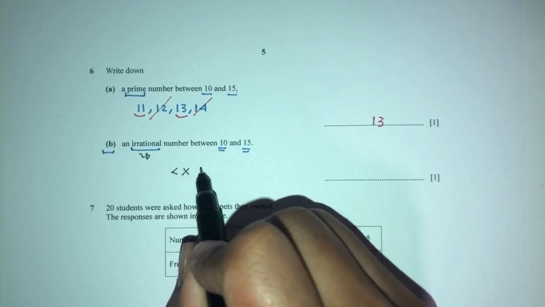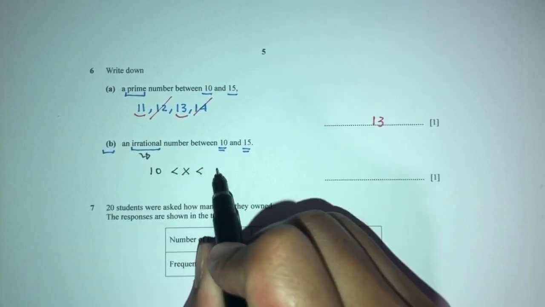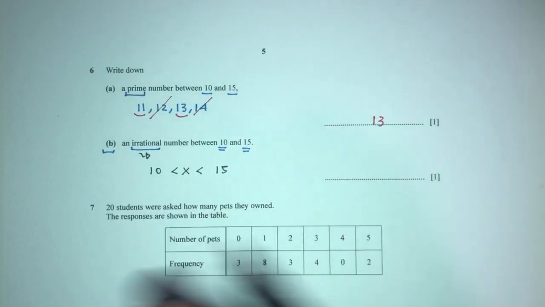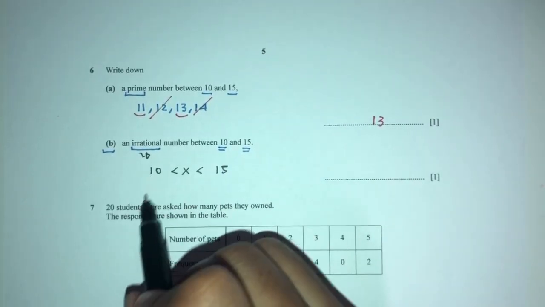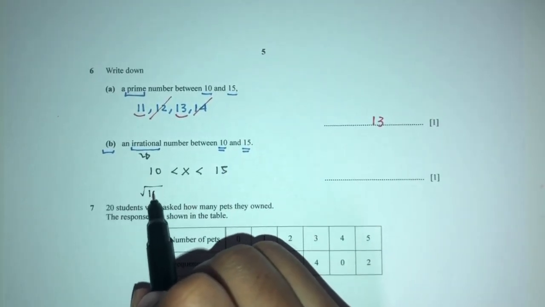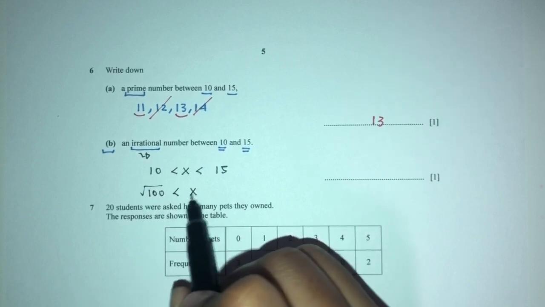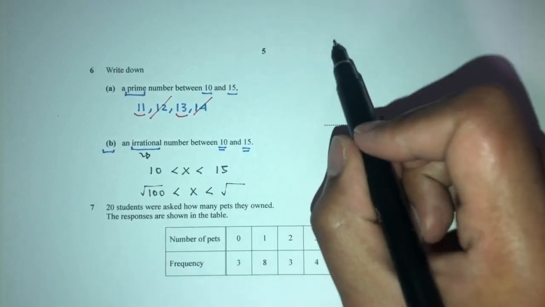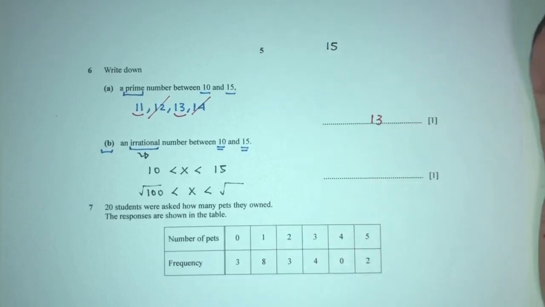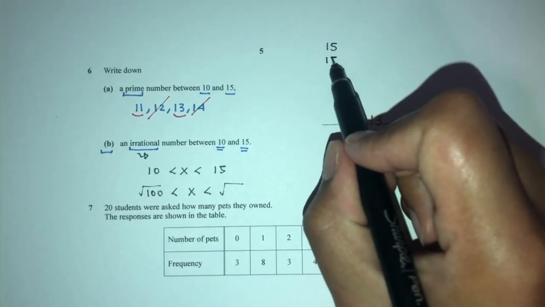Has to be between 10 and 15. Now let me rewrite this as well. We can write this as square root of 100, if that makes sense. And what is 15 squared? Obviously you don't need to know that by heart. You can always calculate the value, up to you.